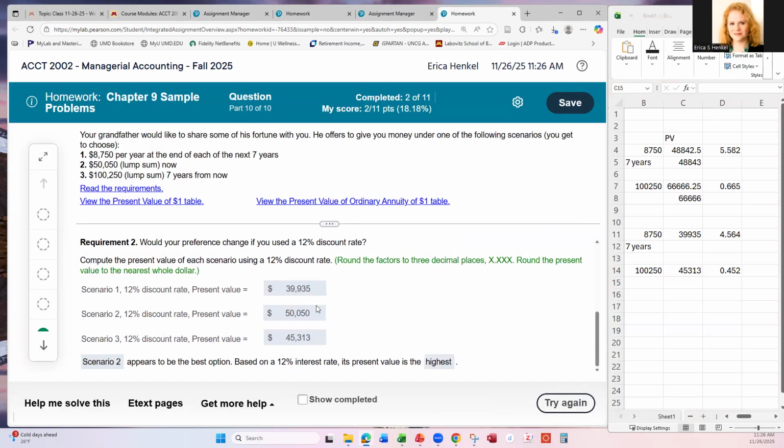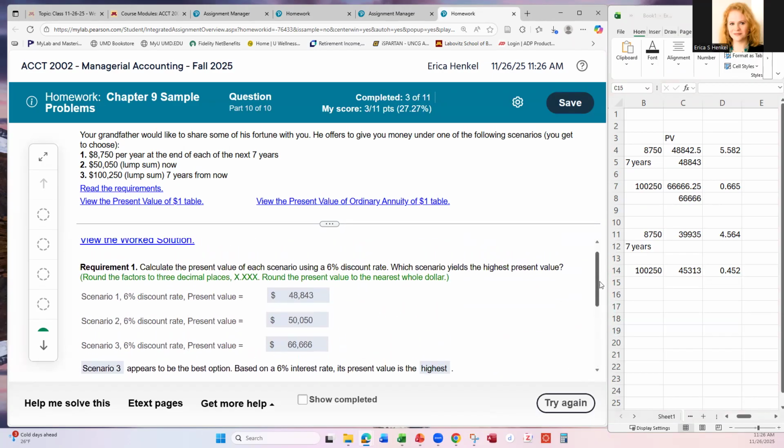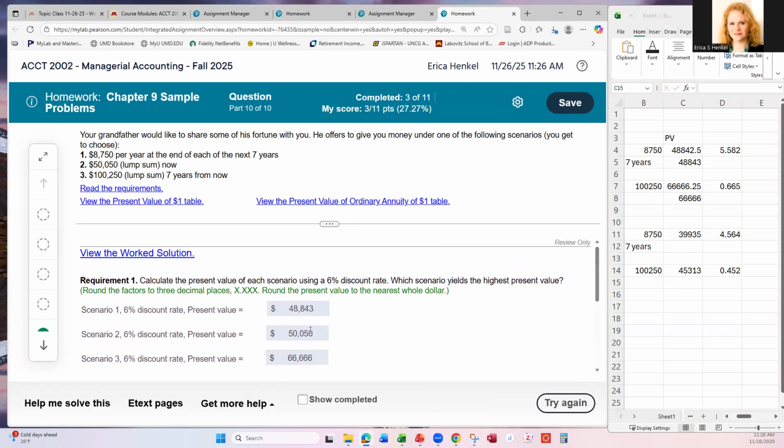And the reason for that is, up here in our earlier one, if we can only get a 6% return on this, it's not going to earn us enough at the end of 7 years. If we took this $50,050 and invested it at 6%, we would not end up with $100,250 in 7 years. It wouldn't grow fast enough to get that amount.